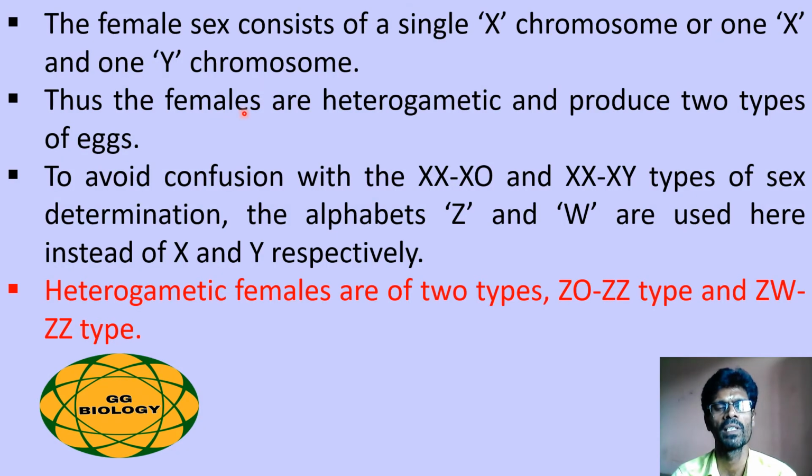Because here females happen to be heterogametic, they produce two types of eggs, whereas the males produce one type of sperm. So to avoid confusion with XX, XO and XX, XY type of sex determination, the alphabets Z and W are used here instead of X and Y respectively. So here we have two types, namely ZO, ZZ and ZW, ZZ type.